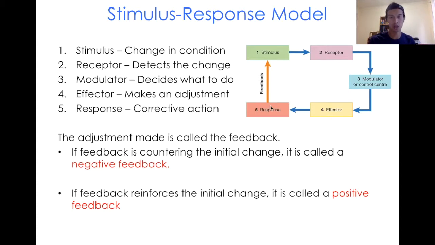And then the response is the corrective action that is taking place. And so you get through this kind of loop of stimulus, receptor, modulator, effector, and then the response. And then the response stimulates a change that counters the original change, right? Which is what we call feedback. Now, the adjustment is called the feedback, and you can have two different types of feedback.